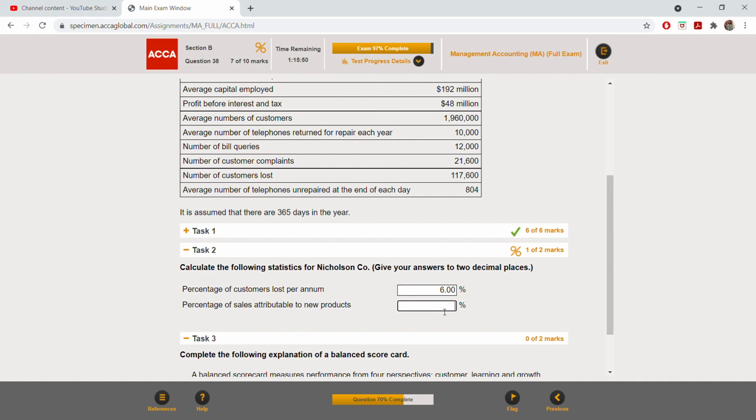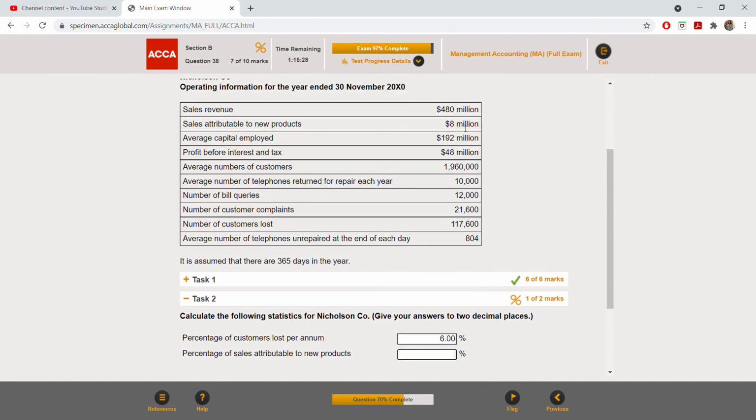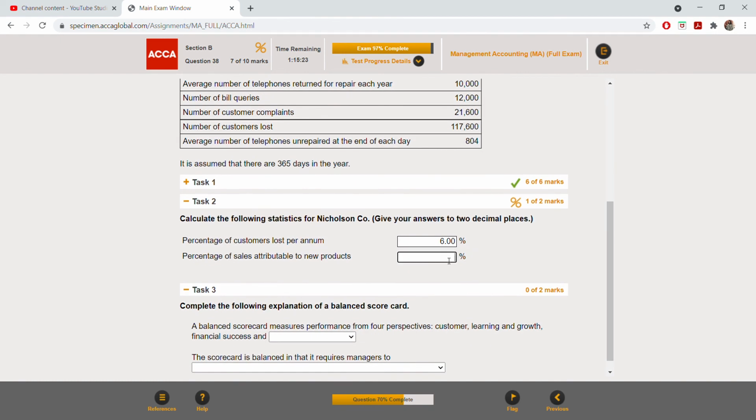Okay. Next, percentage of sales attributable to new products. What could it be? It is your sales attributable to new products divided by sales revenue. So sales attributable to new products is this one, 8 million over 480. So it is 1.67%. Okay. You can either write 1.66 or 1.67. 2 decimal places you have to write. Let's see what happens if you write it to 3 decimal places. You are not getting marks. You see, only 1 out of 2. You have to write it to 2 decimal places.